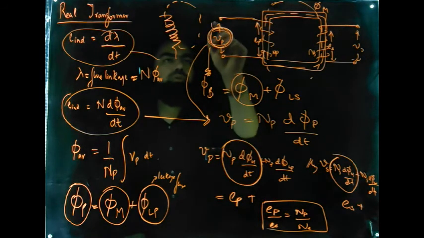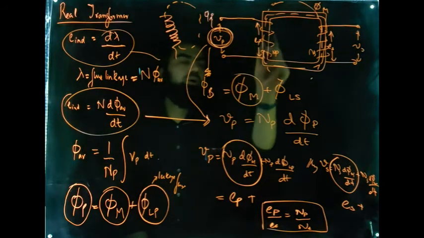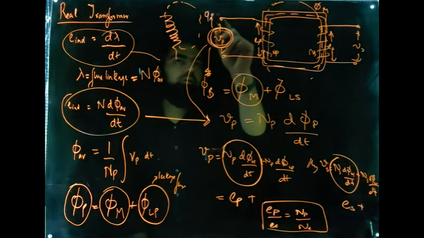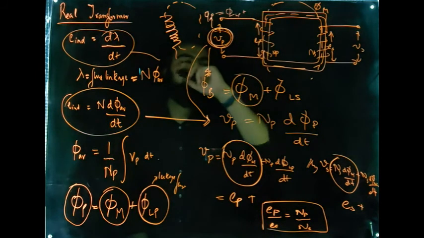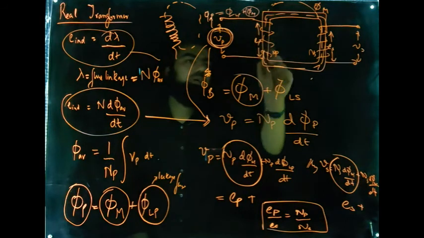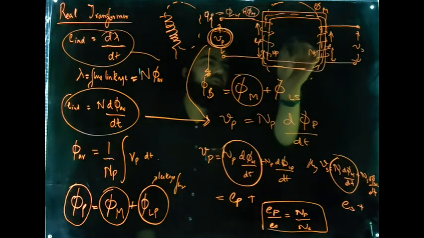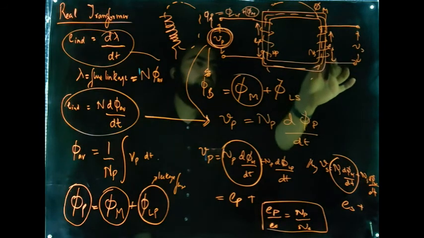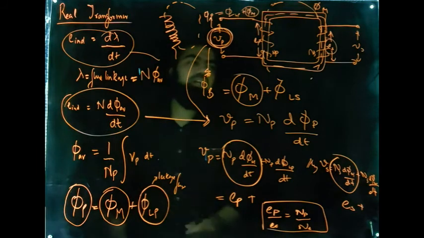Vp produces flux phi p. Some of this flux is lost in the air. Some of the flux phi p is lost in the air, and that is equal to phi lp, the leakage flux, and the mutual flux is actually the component of flux that links the primary winding and the secondary winding. So phi m is actually responsible for production of voltage at the end of this secondary winding.